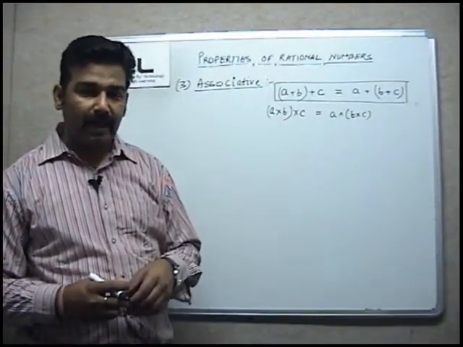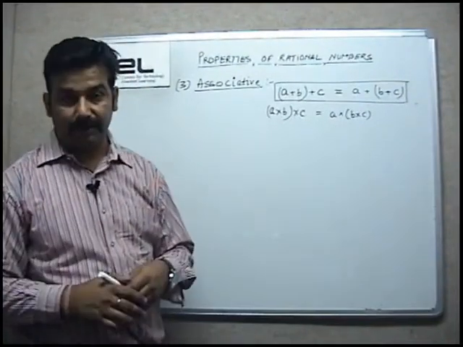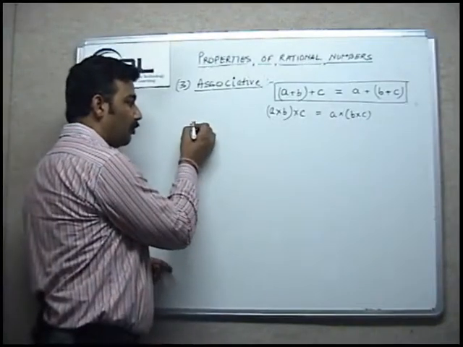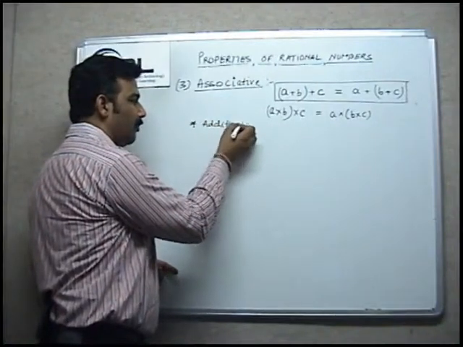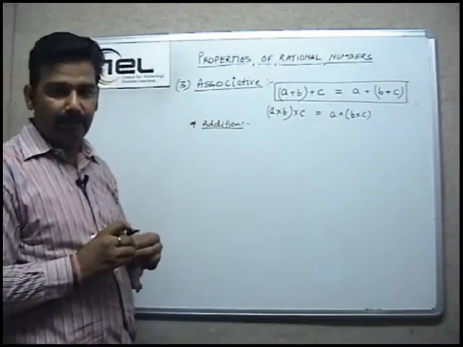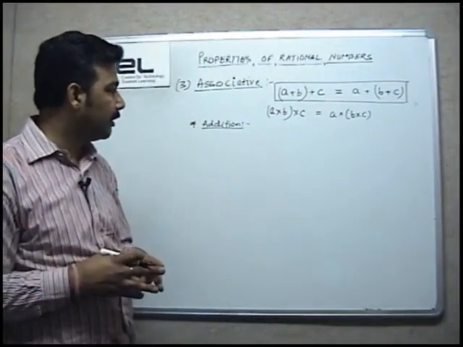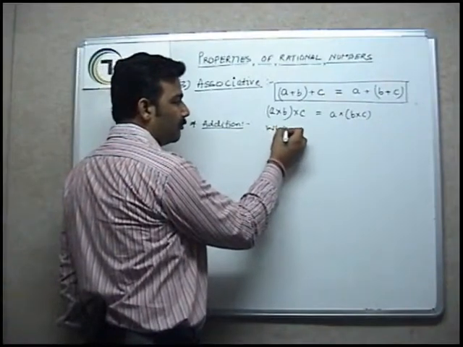Now we will check whether the associative property holds true for different numbers in different operations. First of all, I will go for addition. Very first I am going with only some examples, and I am sure you will get through with all the examples. In addition, I am taking first of all whole numbers.